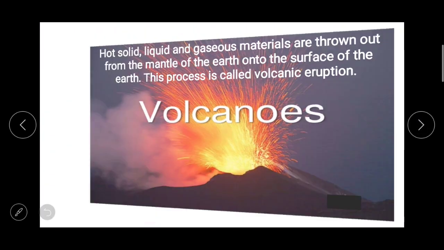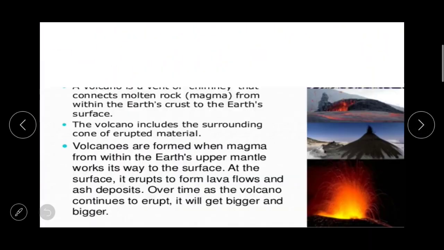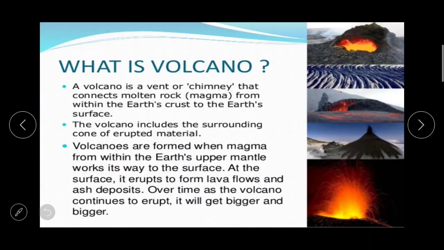During this process, ash, water vapor, various types of poisonous and inflammable gases, and hot molten magma are thrown out. And when the molten magma comes out on the surface, it is called lava. Again, the basic question: what is a volcano?